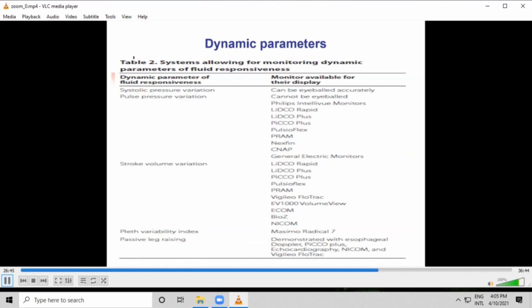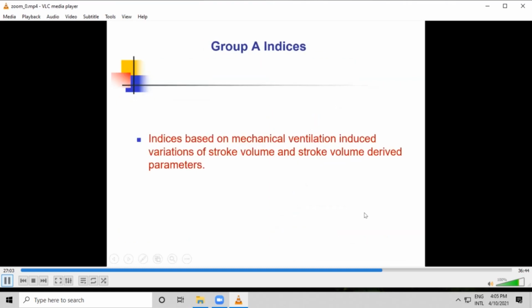And Pleth Variability Index, which can be monitored by Masimo Radical, and passive leg raising, which we will discuss later. It can be demonstrated with esophageal Doppler or PiCCO Plus or Vigileo FloTrac.